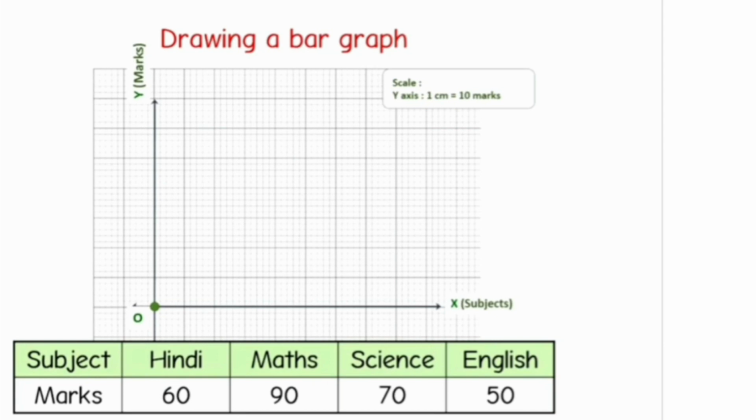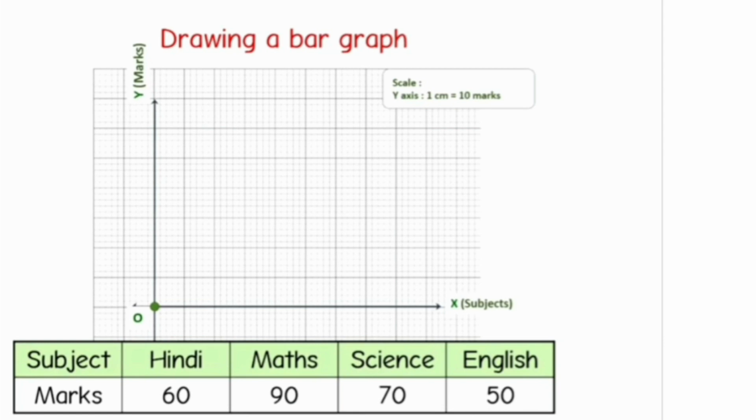Now, we have to decide what to mark on which axis. Usually, we take the quantity that we have to compare on the y-axis and the fixed characters on the x-axis. So, let us mark the x-axis as subjects and the y-axis as marks. Now, we can move on to the next step.